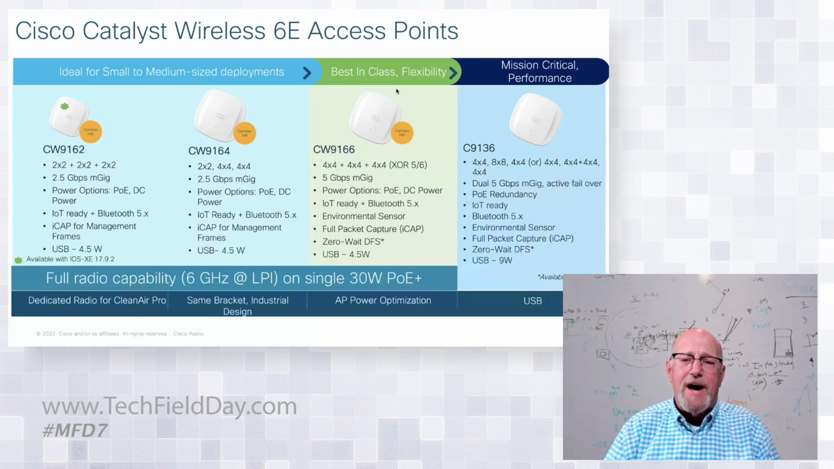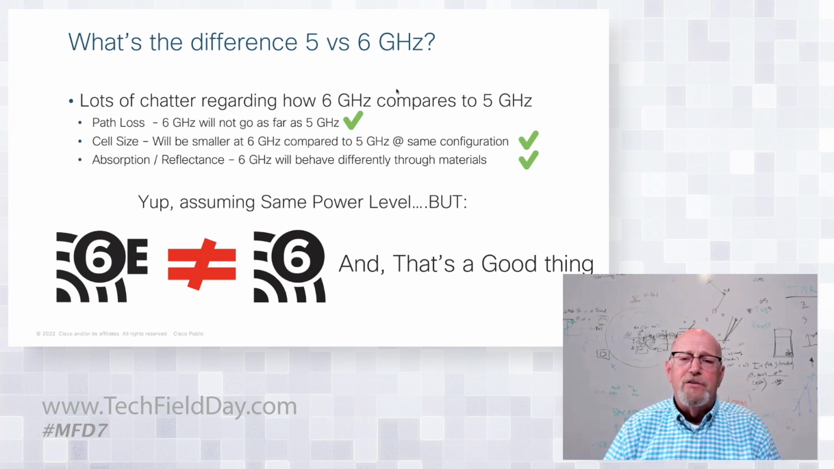All right, so a quick recap. You just saw all these APs we're making, but what do you do with them? I've heard a lot of chatter, and there's been a lot of talk out there. A lot of you have been talking about 6 gigahertz. Well, it's higher frequency, so the path loss is going to be higher. Yep. The cell size is going to be smaller. Yes. Absorption, reflectance. You don't control a lot of that, but yes, it's going to be different.